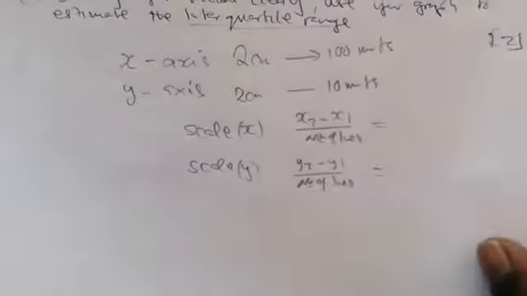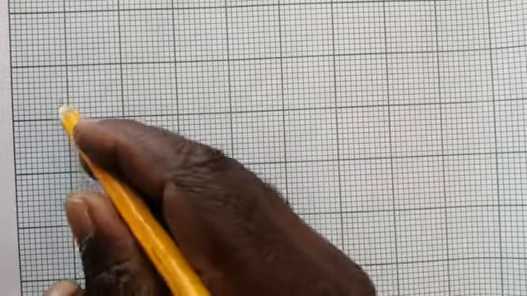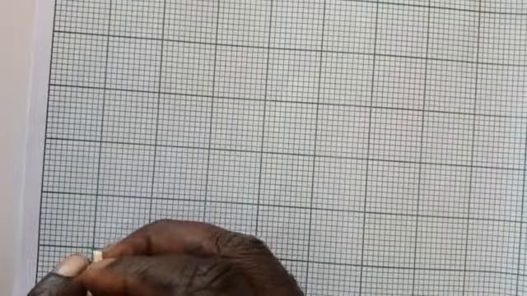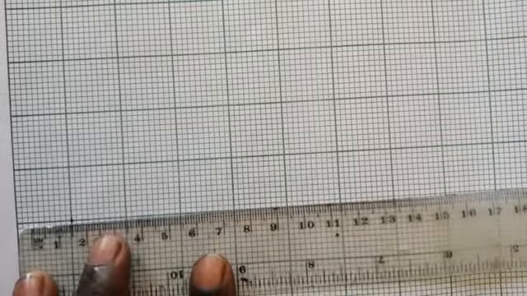So now I have to also estimate my y. For my y, they are saying 2 centimeters to represent 10, up to 90. So here it will be 0, 10, 20, 30, 40, 50, 60, 70, 80, 90. It's fine here. So my starting point, my 0, is here. So I'll say 0.